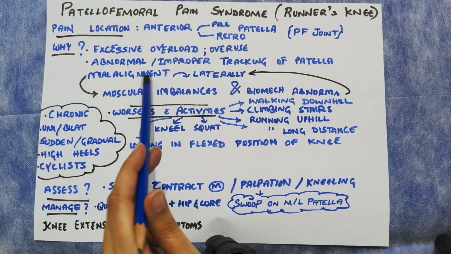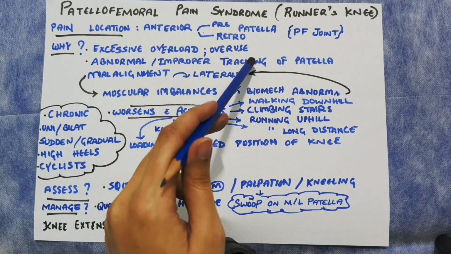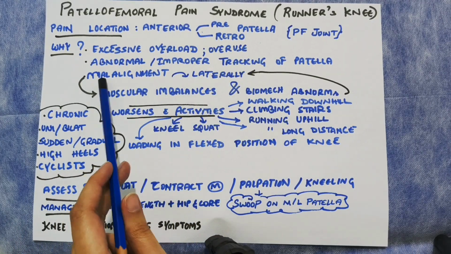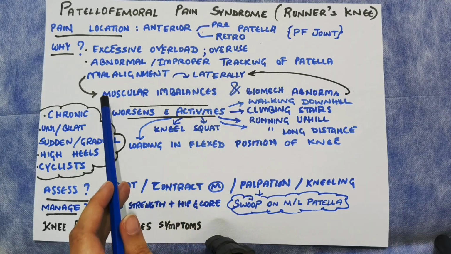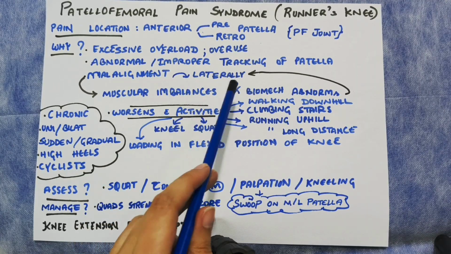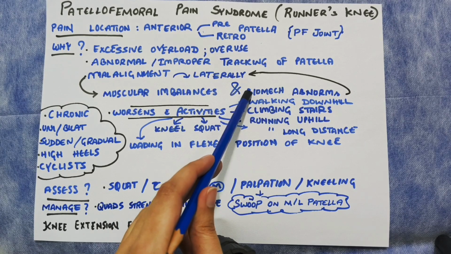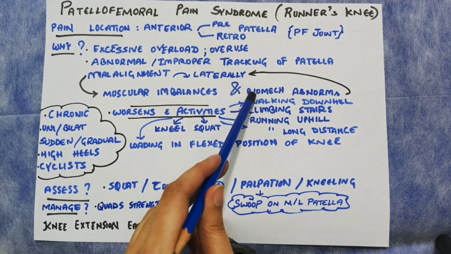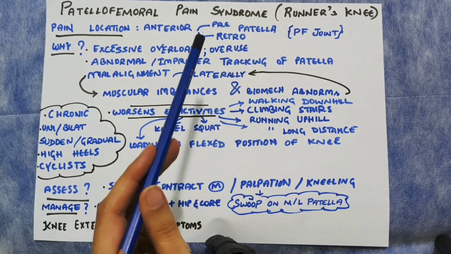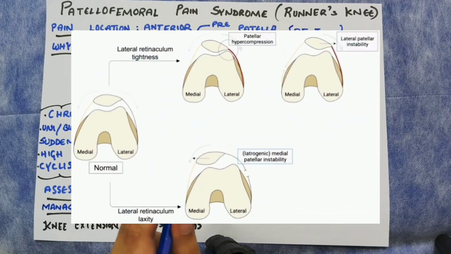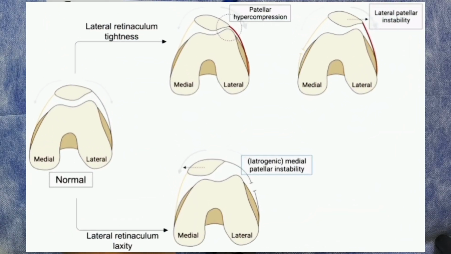Now we can also see malalignment, that is lateral, as we spoke about here. But this lateral malalignment can also be due to muscular imbalances and a lot of biomechanical abnormalities. Another biomechanical abnormality could be tightness of the lateral retinaculum. As we all know, the lateral retinaculum stabilizes our knee. When there is tightness in that lateral retinaculum, it can contribute to patellar maltracking as well.